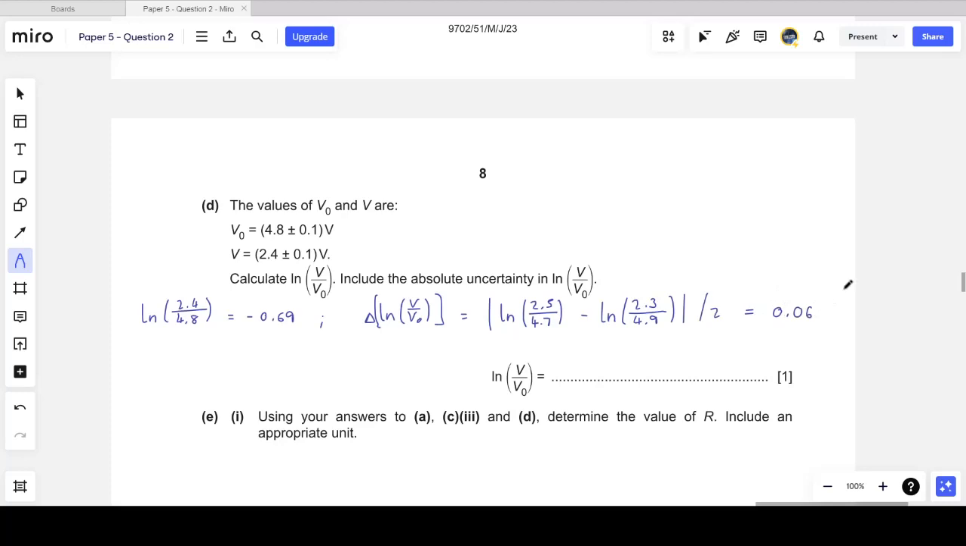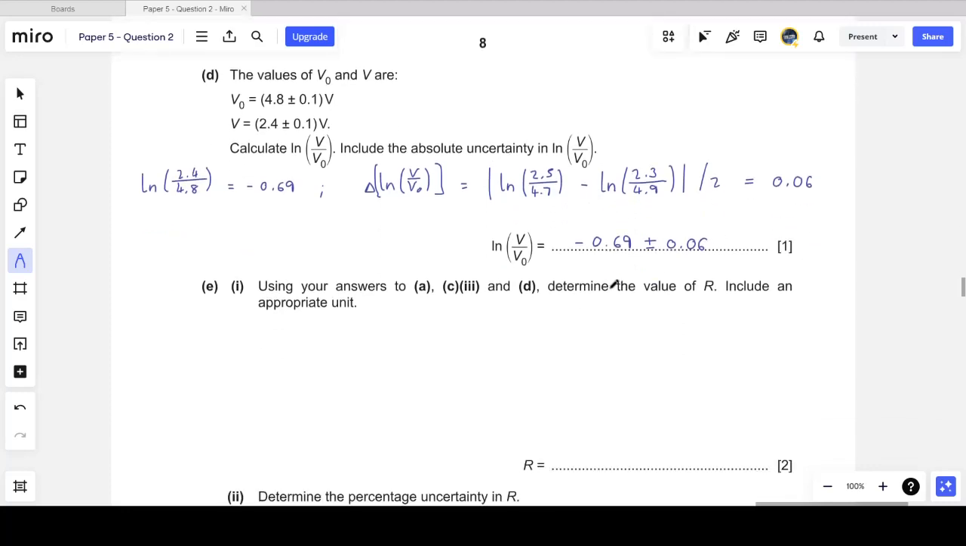So instead of confusing yourself with log laws, etc., this is a simple way to find the uncertainty without having to do any mathematical expressions for the absolute uncertainties for logs and so on. And what I get is minus 0.69 plus or minus 0.06. So I just simply manipulated the uncertainties in the values for V0 and V to find the uncertainty for the log of V over V0. And so this is my value for the log of V over V0. Again, this does not have units. The log of anything is just a value, just a number, dimensionless. So there wouldn't be a unit of measurement here. Just be very careful of that.